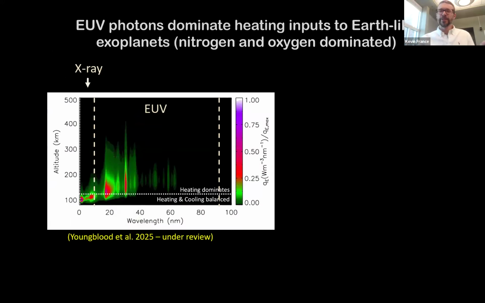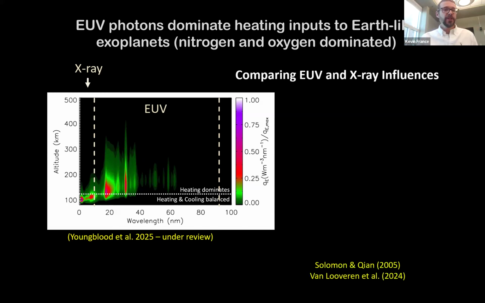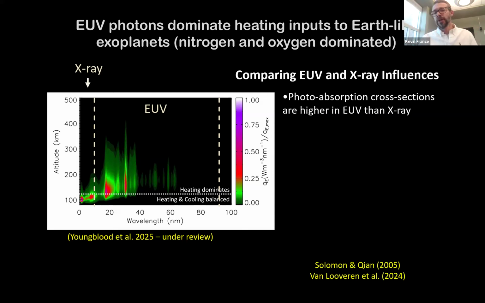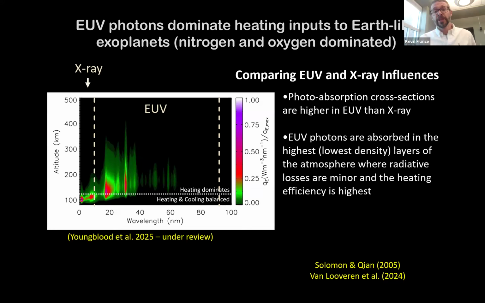And so let's take a look at some of the differences here. To start with, the photoabsorption cross sections for all of the key molecular species, CO2, molecular nitrogen, they all peak very strongly in the extreme ultraviolet. In addition, what this plot is really showing is that the EUV photons are absorbed in those lowest density, highest parts of the atmosphere. Park Lloyd had a nice plot showing this in the context of corpuscules the other day.